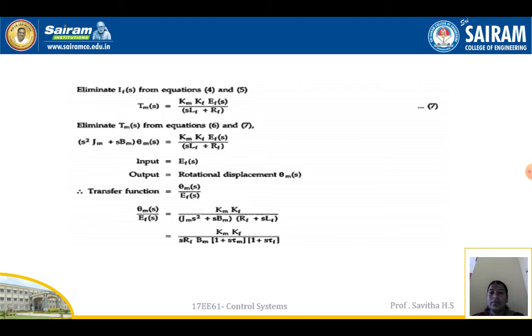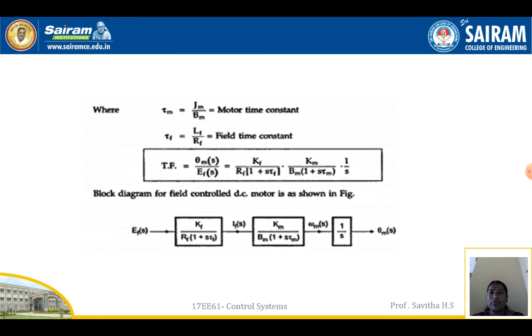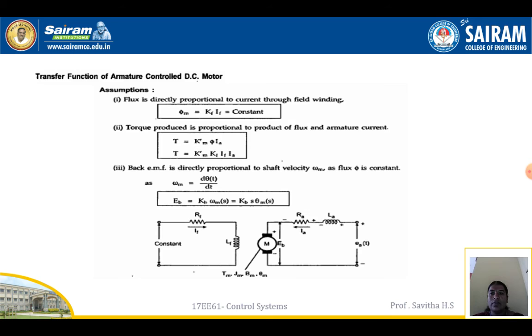Eliminating Tm of s from equations 6 and 7, we'll get theta m of s by E of s is equal to Km Kf divided by Jm s square plus s Bm into Rf plus s into Lf. So Km Kf, s into Rf Bm, 1 plus s into tau m, 1 plus s into tau f. The transfer function is equal to theta m of s by E of s is equal to Kf Km divided by Rf 1 plus s into tau f, plus 1 by Bm 1 plus s into tau m into s. So the block diagram of the field controlled DC motor is as shown in the figure.